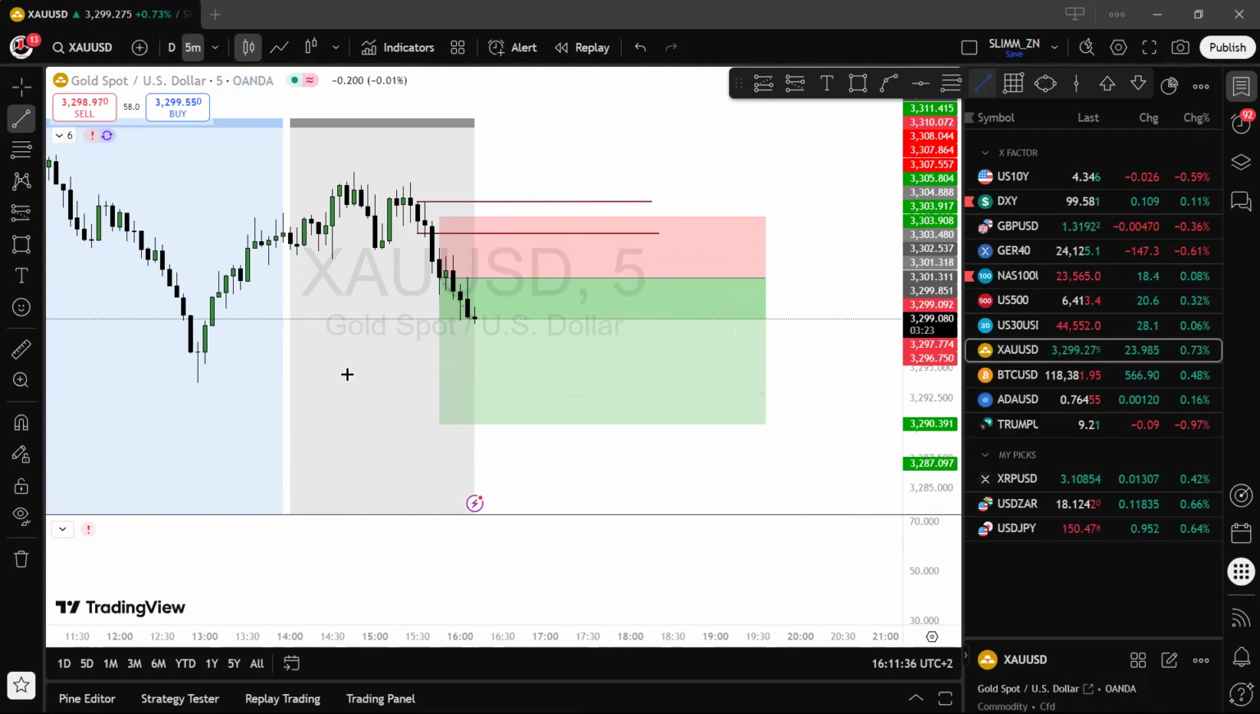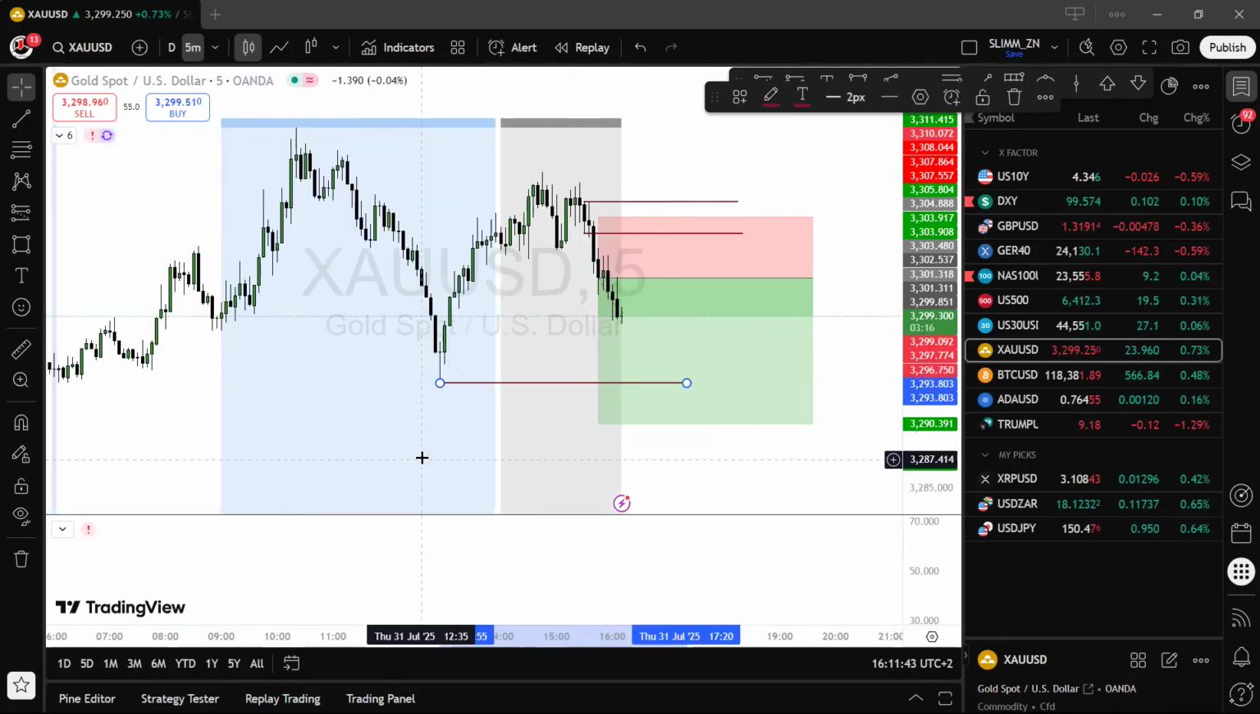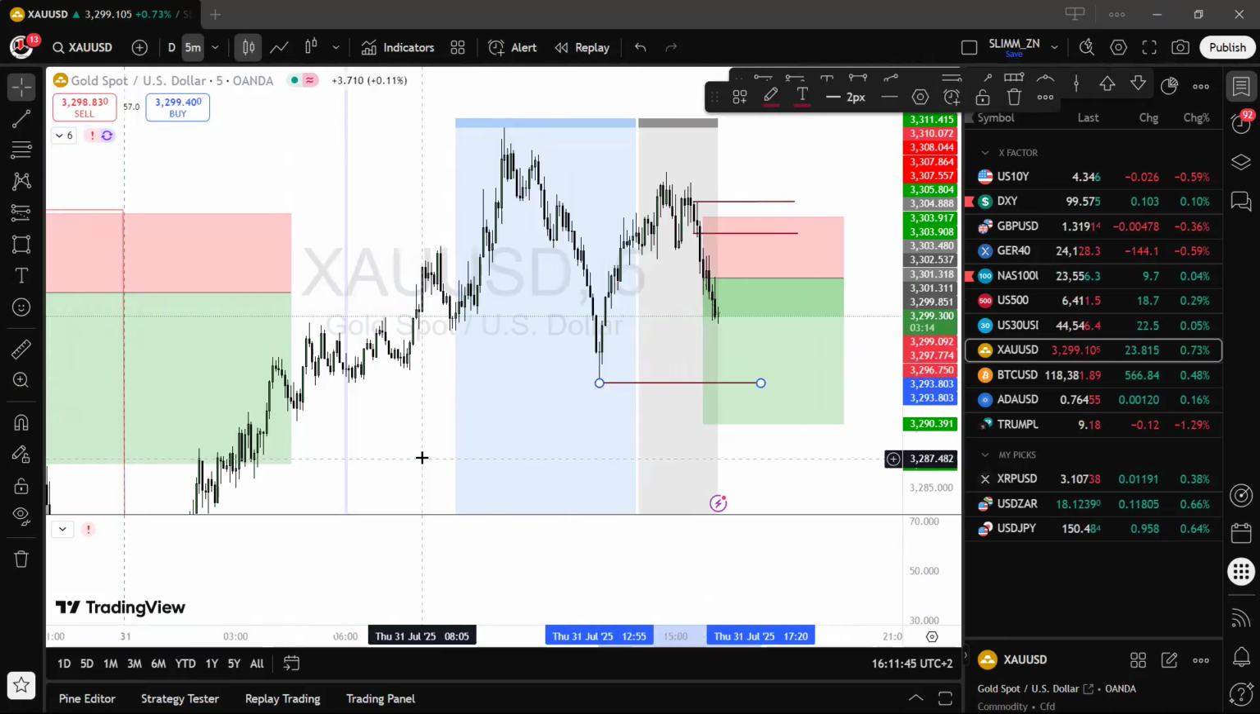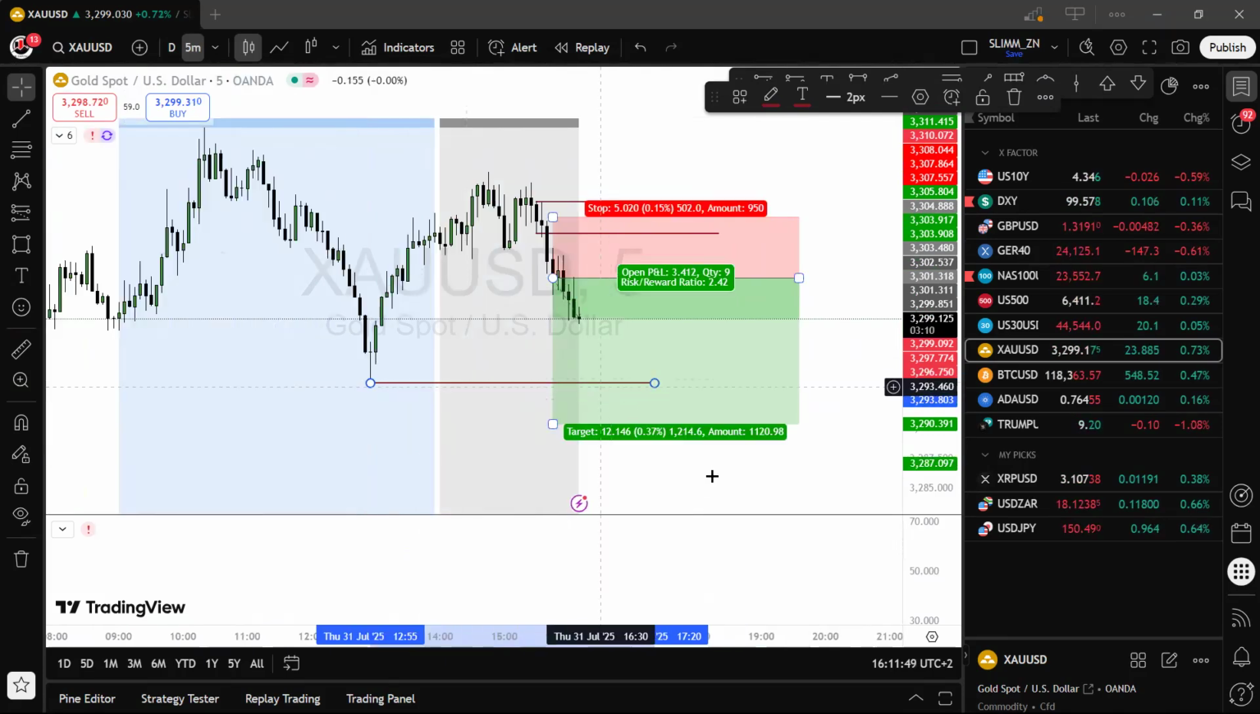If gold gets to these, I think these are the current London lows, I will consider scaling out at that point. If we get here, I'll consider scaling out on gold.